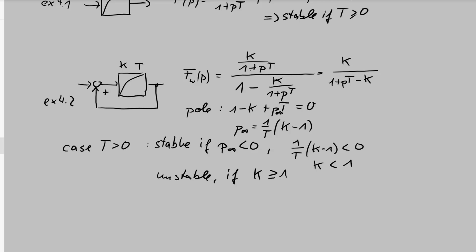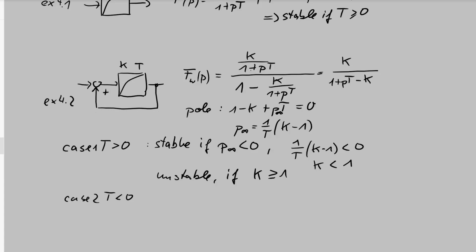We have case 1. Now we discuss case 2. If the time constant of the open loop system is negative, we know this is an unstable open loop system. What happens? We have an unstable system with a positive feedback.